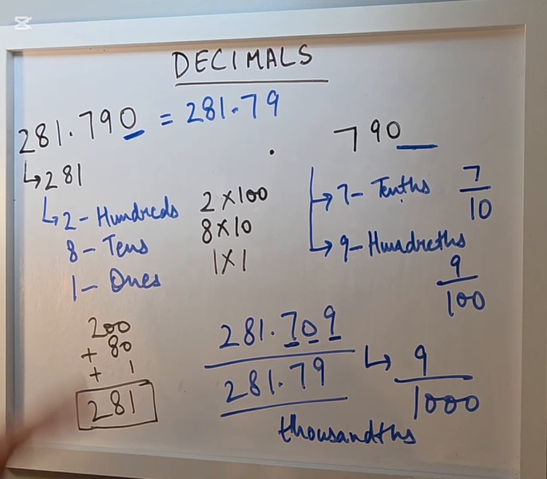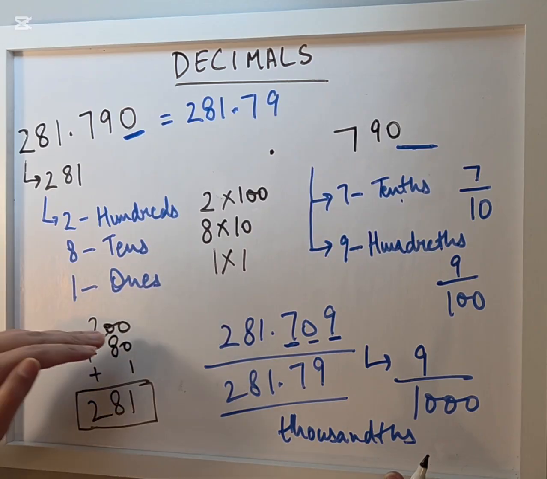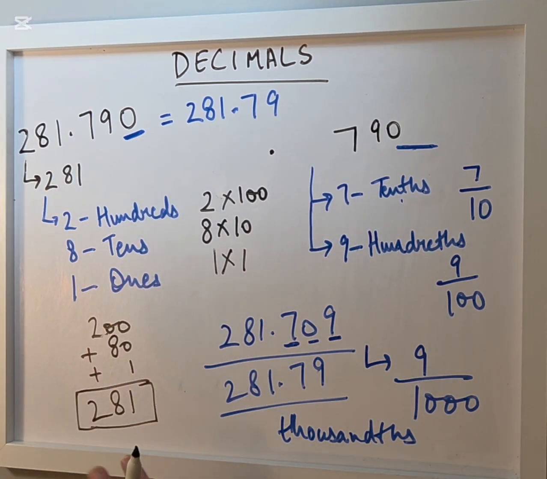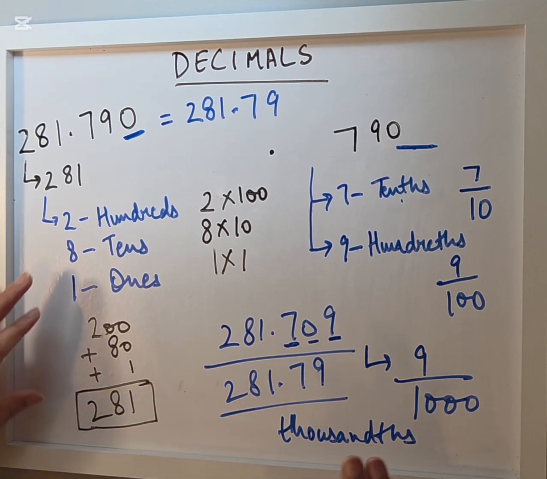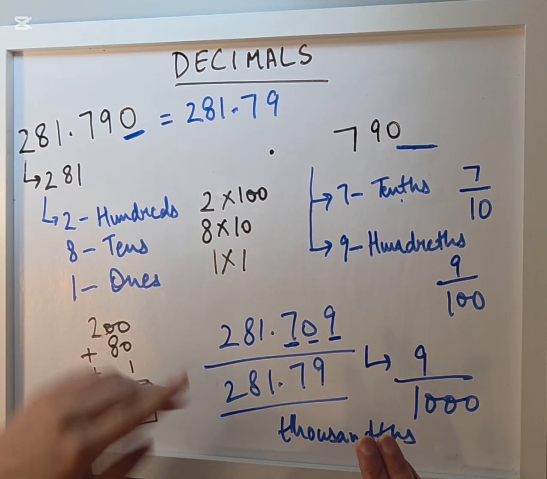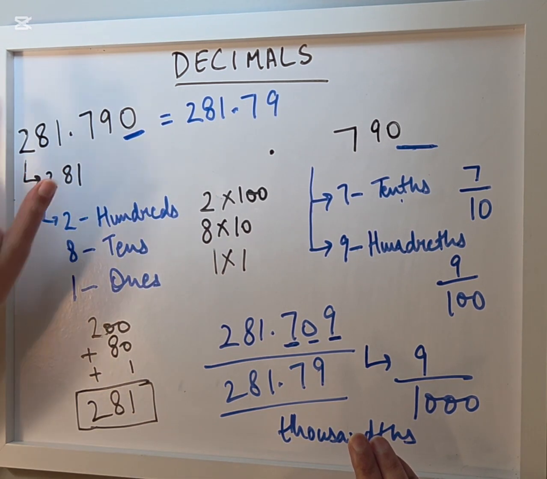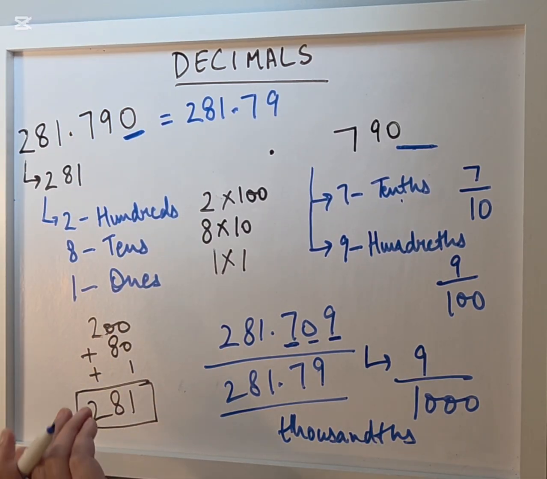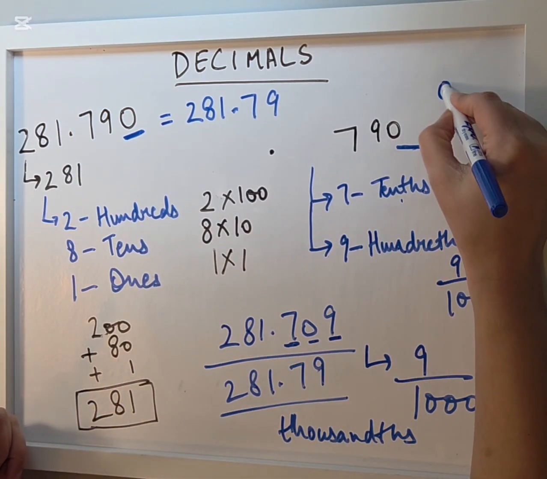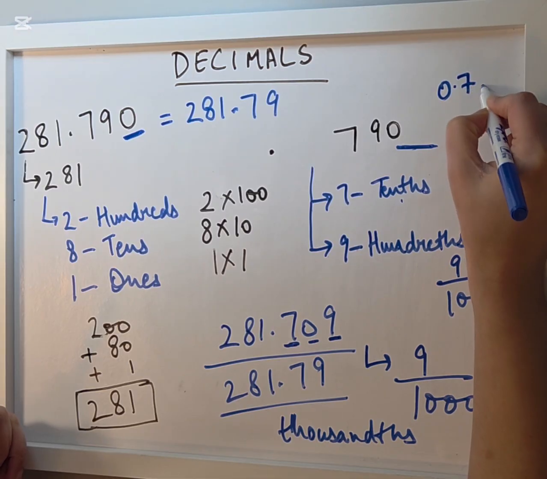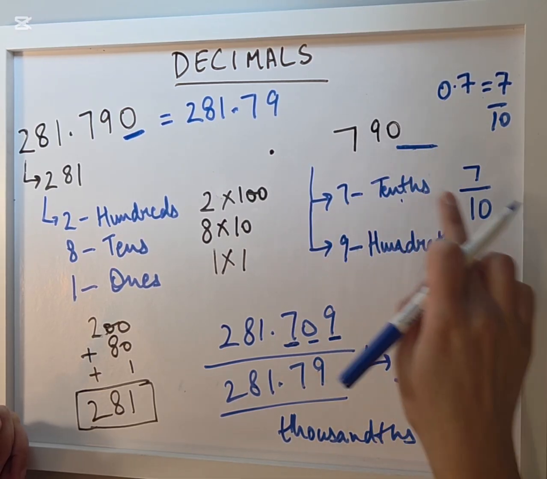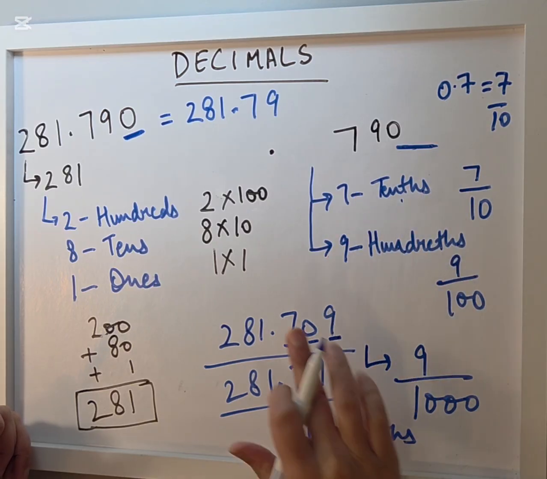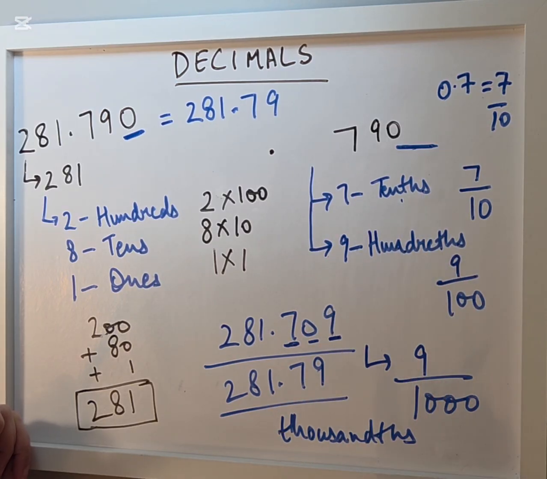So before the decimal it's hundreds, tens, ones, and after the decimal it's tenths, hundredths, thousandths. We've understood what each means. Before the decimal they are bigger values, and after the decimal we represent it by 7 by 10 because it's represented as 0.7. Similarly 9 by 100, and 0 because it's trailing, it does not have any value in this case.